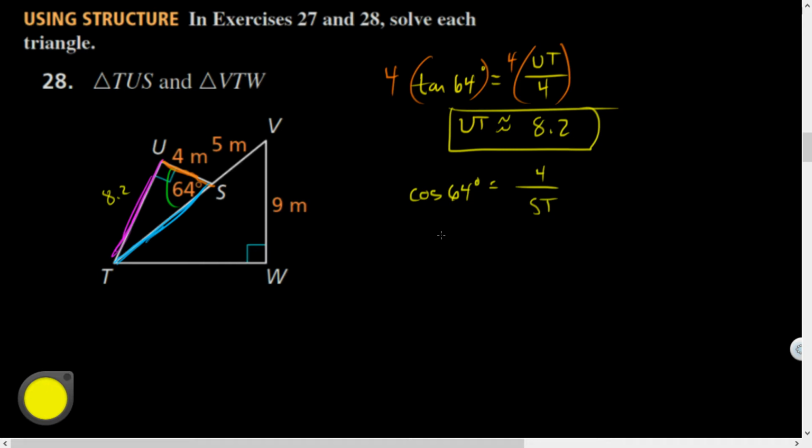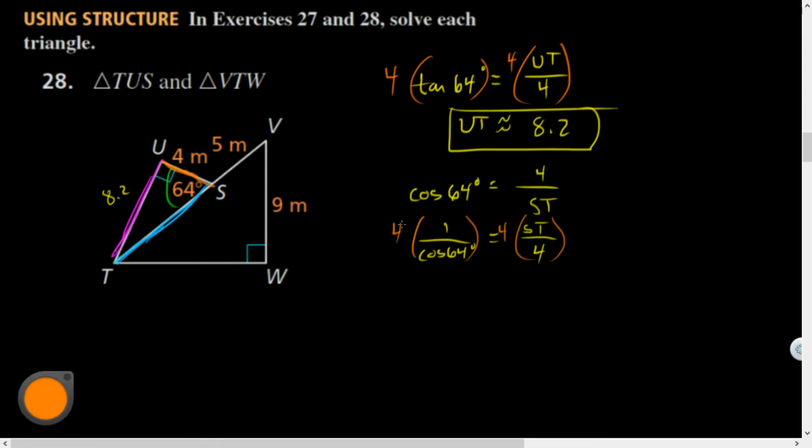Let's see. So I would reciprocate both sides, 1 over cos 64. You also could think about it as cross multiplying and then dividing both sides by cos. I don't know, there's a bunch of ways to do it. Right, and then if I multiply both sides by 4 here.